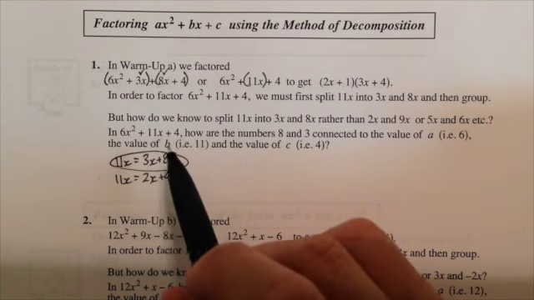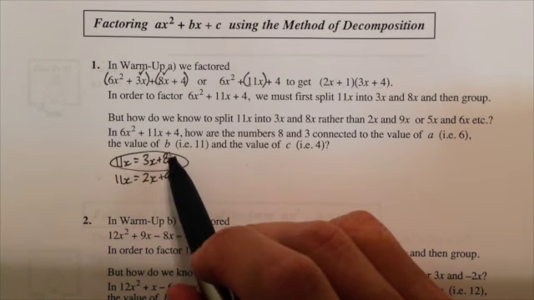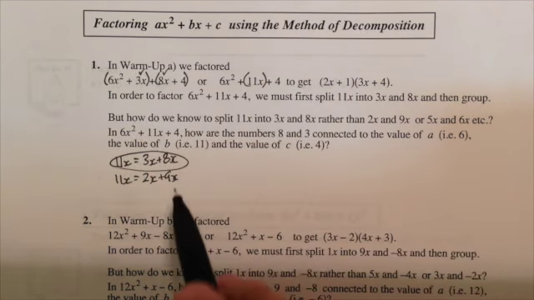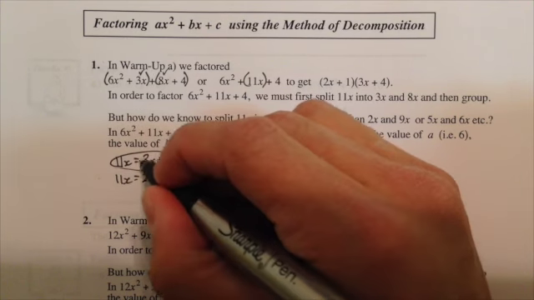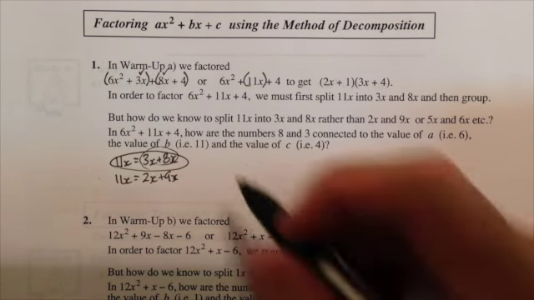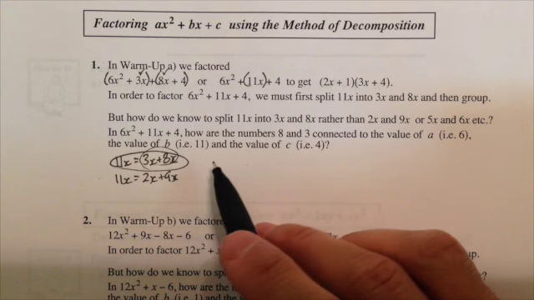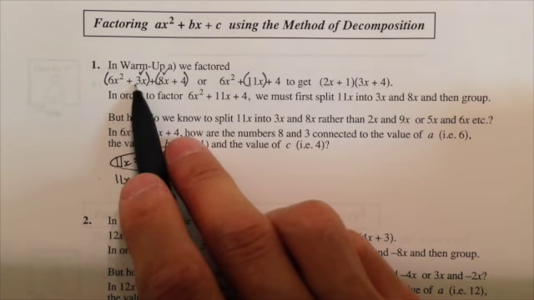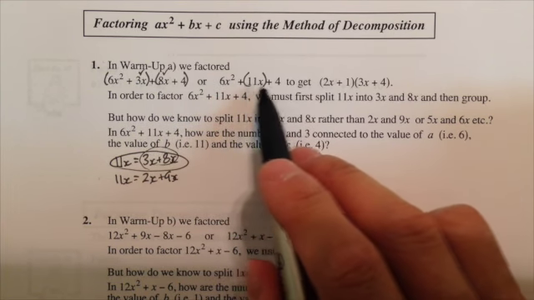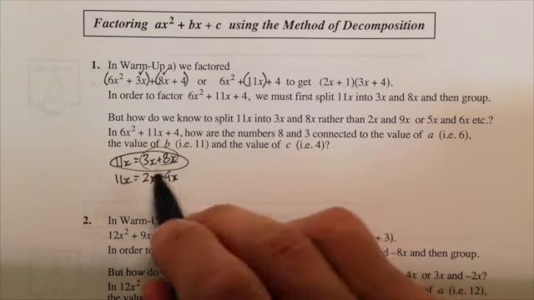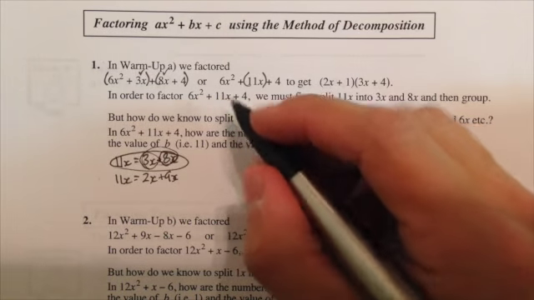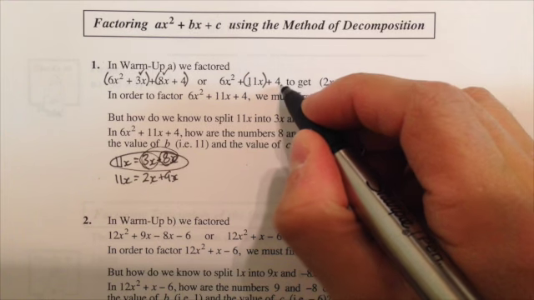Now, the way we know to use 3 and 8 to decompose 11 is to look at how we find a relationship between these two numbers and the rest of the numbers in our trinomial. Okay, so remember that our original trinomial was either 6x squared plus 3x plus 8x plus 4, or the original, which is 6x squared plus 11x plus 4. Alright, and so we have to look at 3x and 8x and see what the relationship is between the 6x squared and the 4.